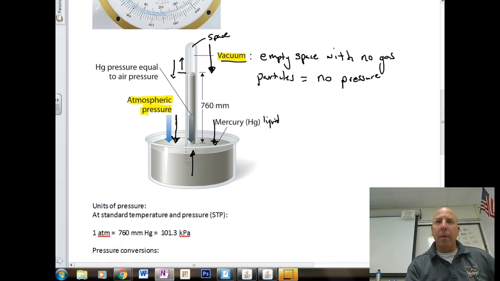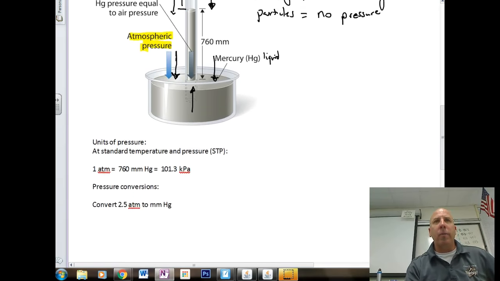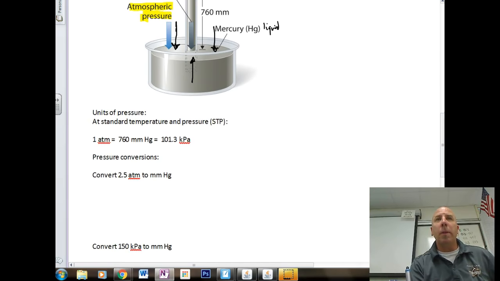Okay. Now, the last thing that we're going to talk about is some units of pressure that we commonly use in chemistry. Now, there are many other units of pressure.